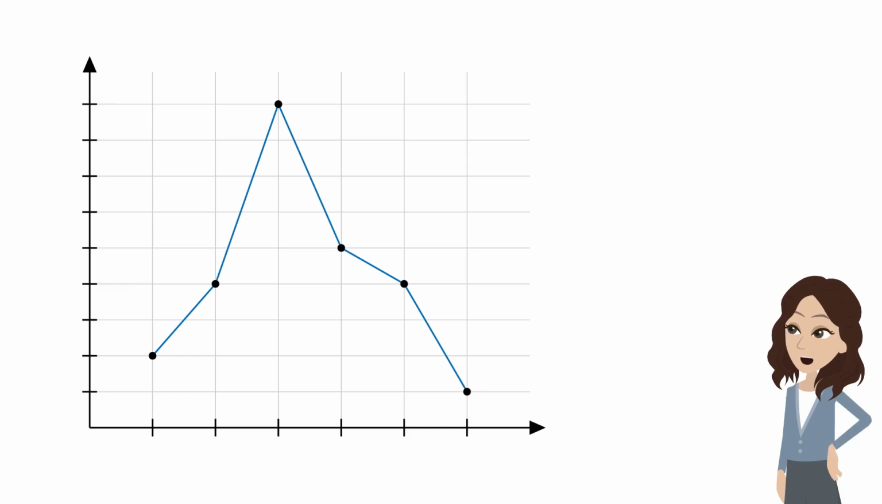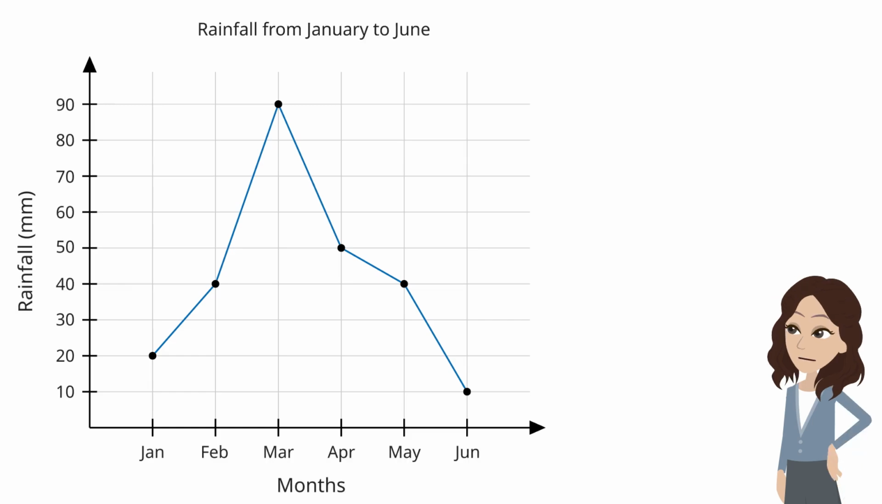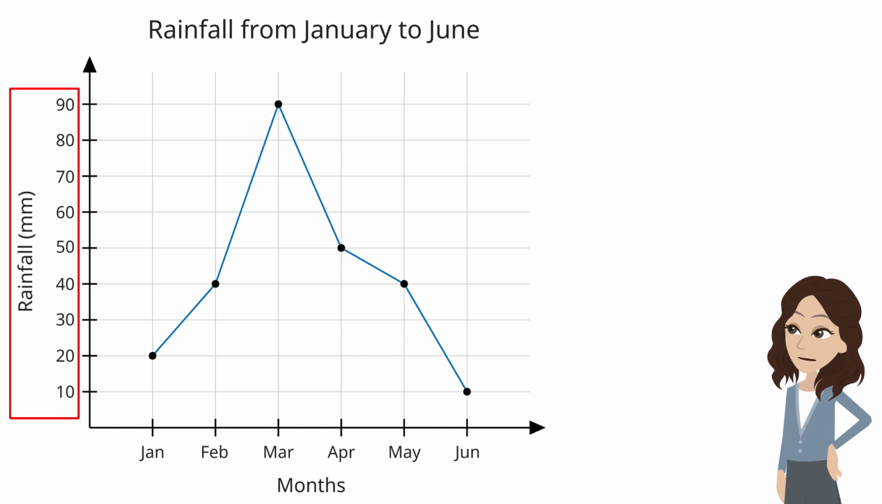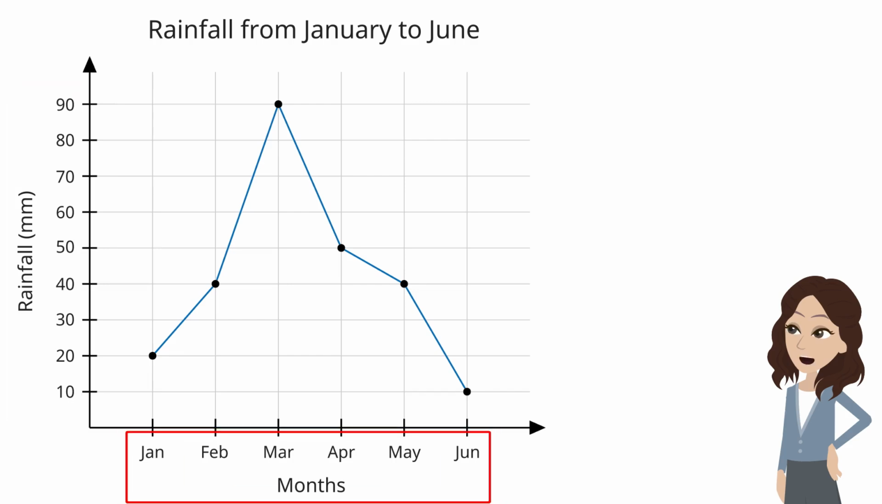Let us look at this line graph. It shows how the amount of rainfall in city X changed over 6 months. In this graph, we can see that the vertical y-axis shows the amount of rainfall, measured in millimeters. The horizontal x-axis shows the month, from January to June.